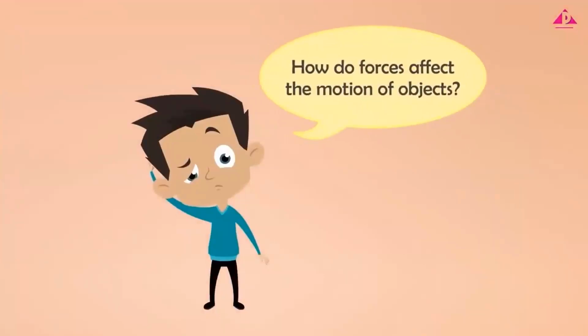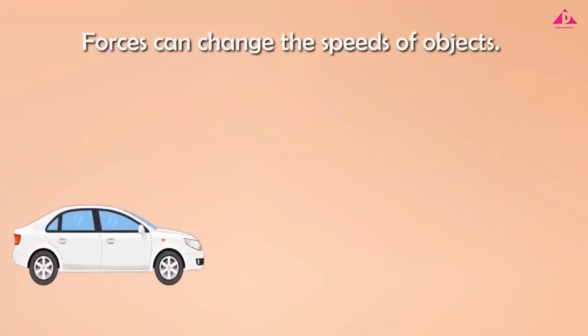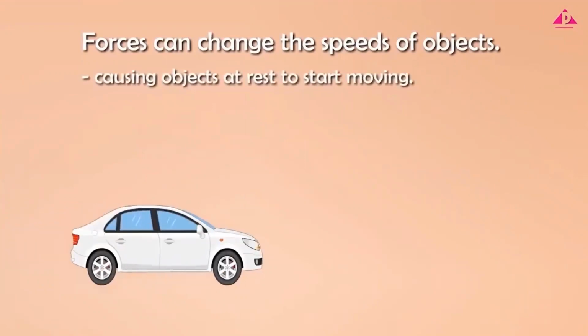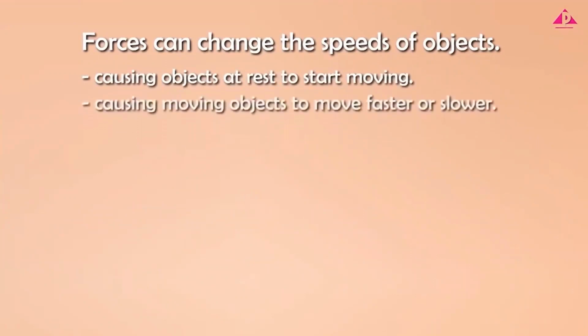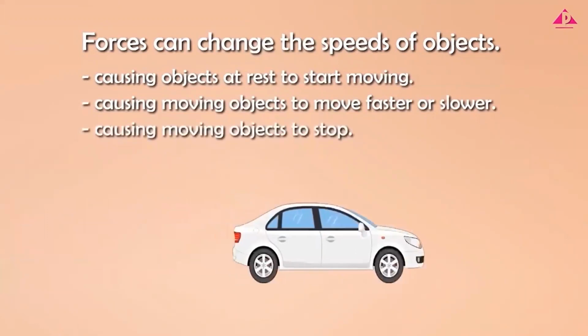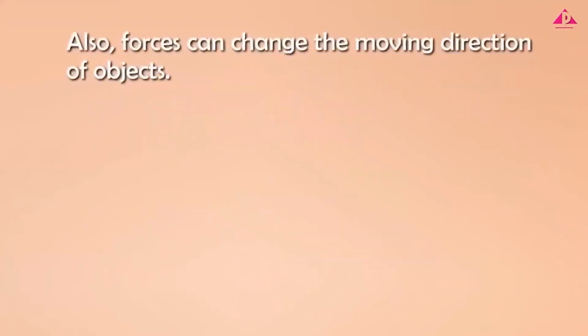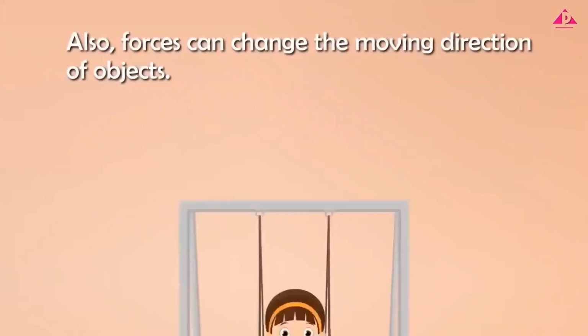How do forces affect the motion of objects? Forces can change the speeds of objects, causing objects at rest to start moving, causing moving objects to move faster or slower, causing moving objects to stop. Also, forces can change the moving direction of objects.